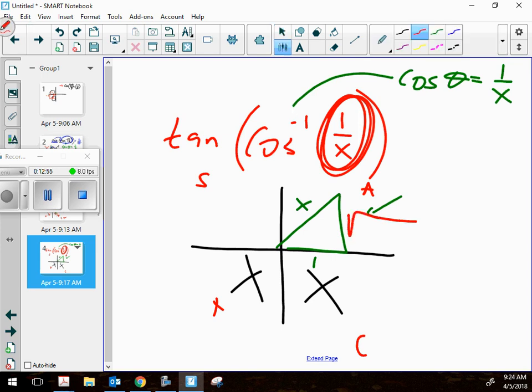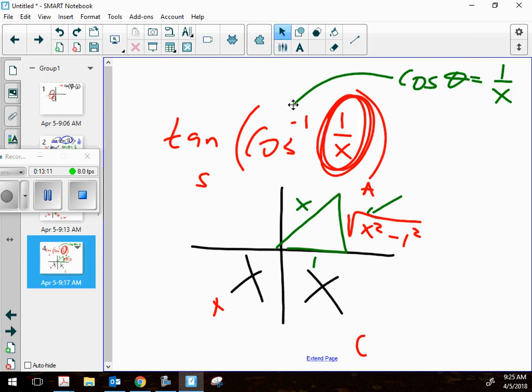Square root of, and you take this squared, x squared, and this squared, which is 1 squared. Just humor me, I'm going to say 1 squared. And then what do I do to them? I subtract them. Very good. Raise your hand if you had that part right. Okay, good. Next, am I done with the question?